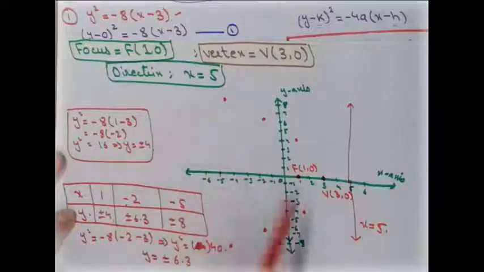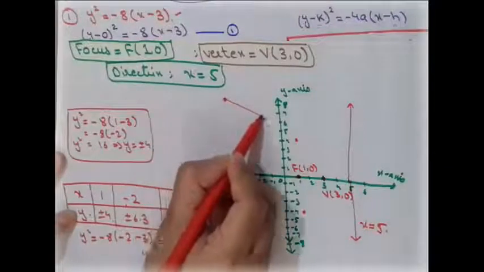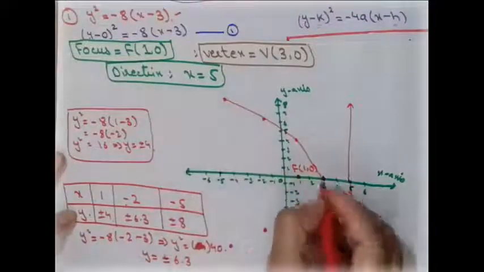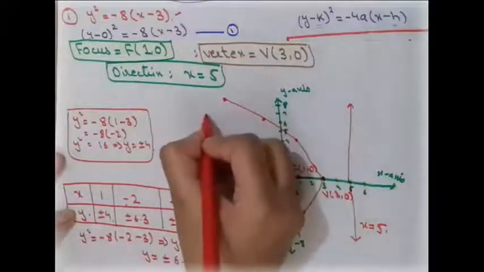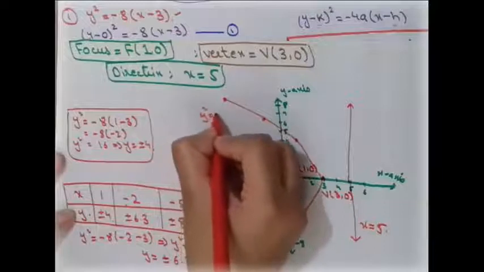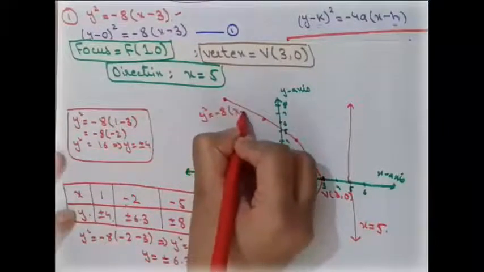So we find all of these points. If I join them, I get a parabola, which is this. So this is the parabola of the equation y squared equals minus 8 times (x minus 3).